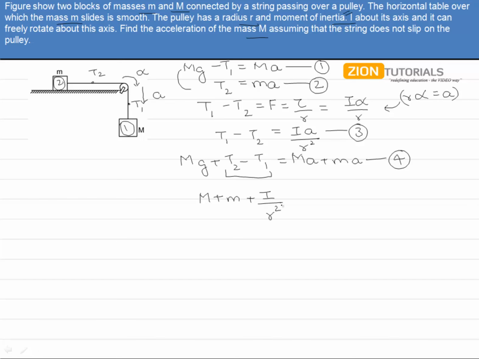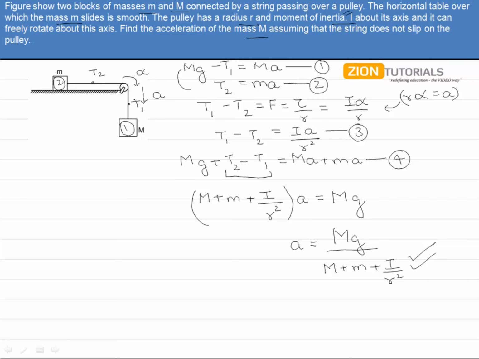I by r square into acceleration a equals Mg, giving us the acceleration to be Mg over m plus I by r square. So this is the actual acceleration with which this mass capital M is descending, or this small m is moving to the right.